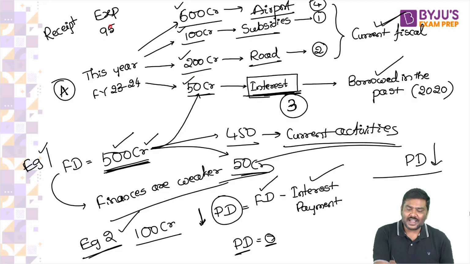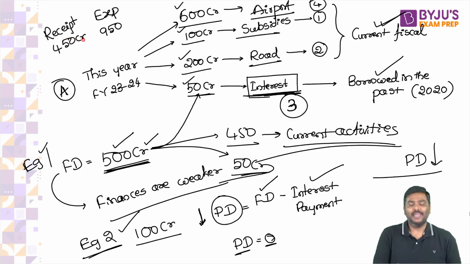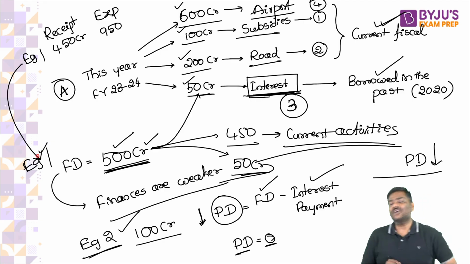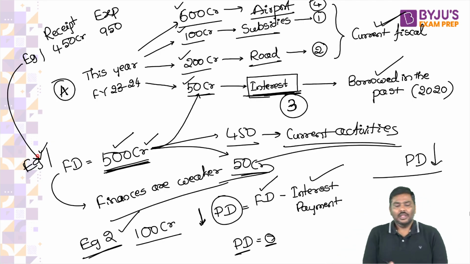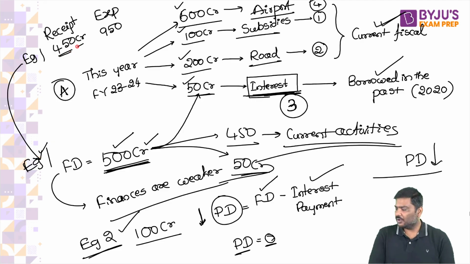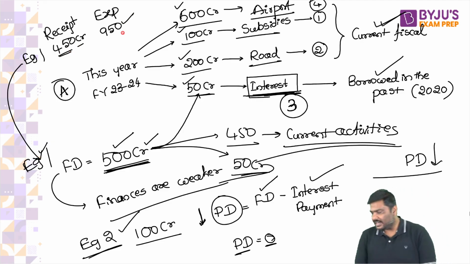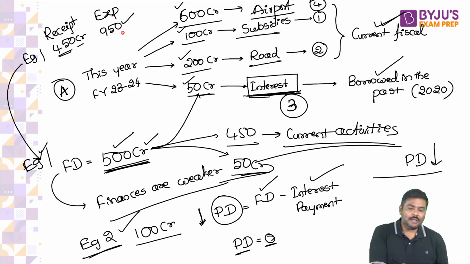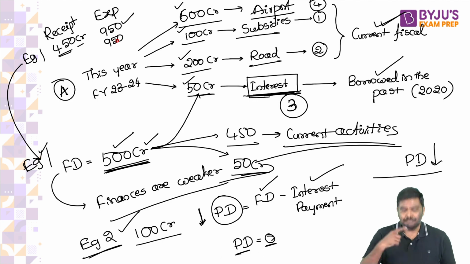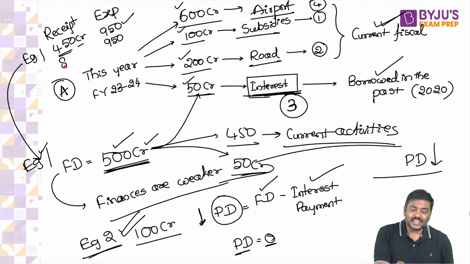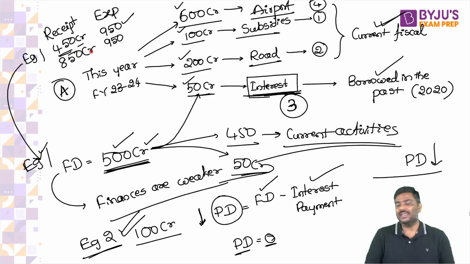Total expenditure is 950. Imagine your receipts are 450 crore rupee. Example 1. Now please tell me, does it not mean you're borrowing 500 crore rupee? If your total receipts are 450 crore and your expenditure is 950 crore, does it not mean you're borrowing 500 crore? And in example 2, I'm saying your expenditure remains the same, 950 crore rupee, but your receipts are 850 crore rupees.